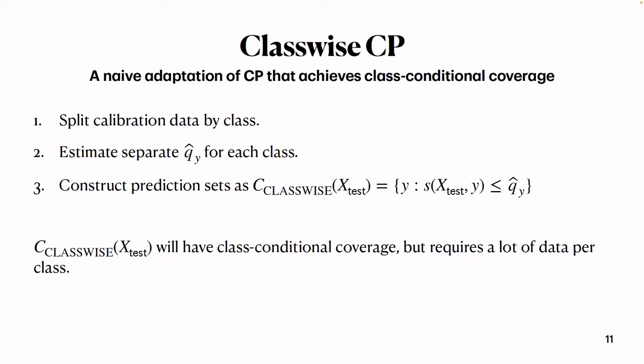So a naive way we can adapt standard conformal prediction to achieve a class conditional coverage guarantee is the following, which we call class-wise conformal prediction. You take your calibration data and split it up by class, and then you estimate a separate quantile for each class. Then when you construct your prediction sets, instead of just comparing against the single q hat, you compare against the q hat that corresponds to the Y that you're testing. So this will guarantee class conditional coverage, but it will require a lot of data per class because of this first step, where you have to split up your calibration data set by class.